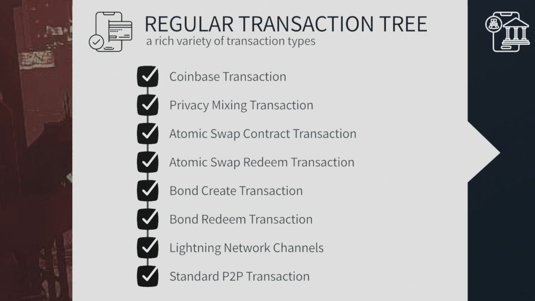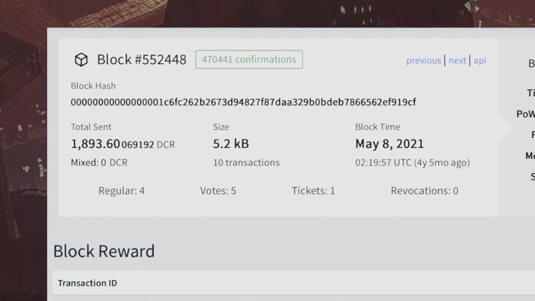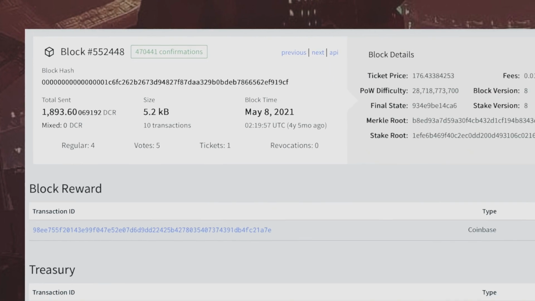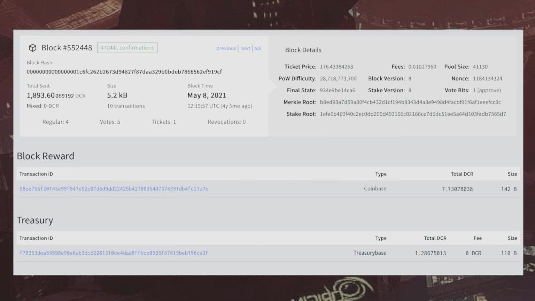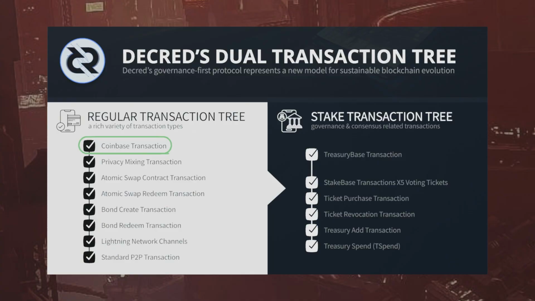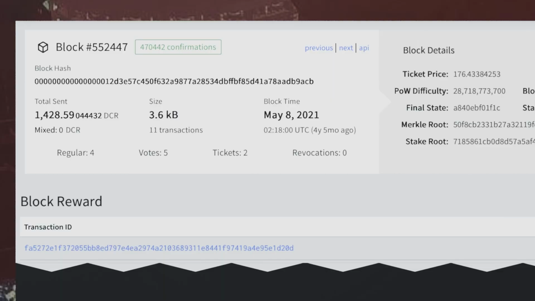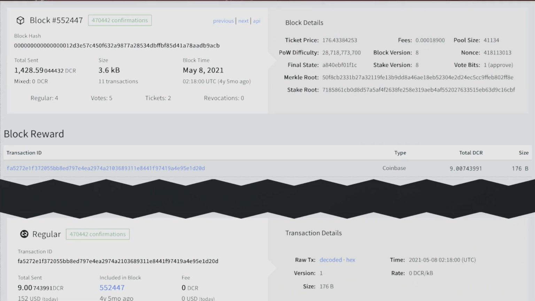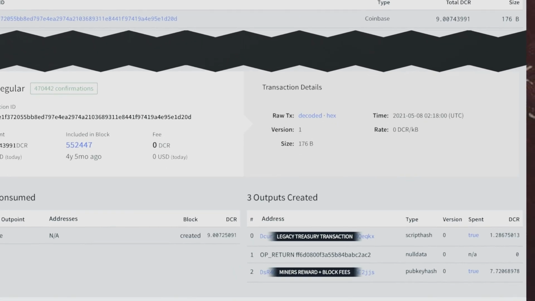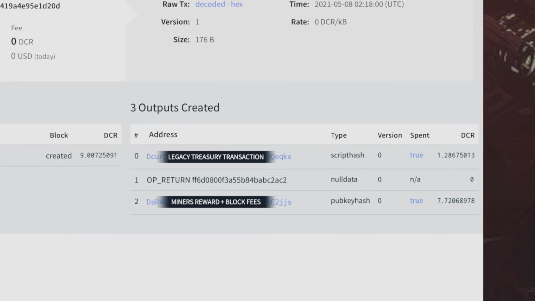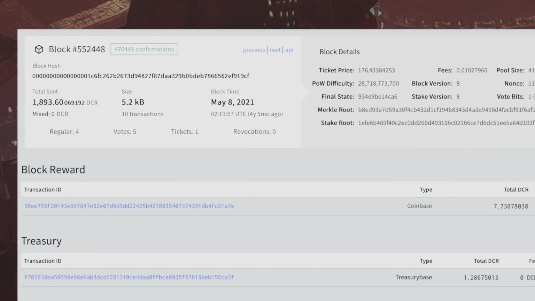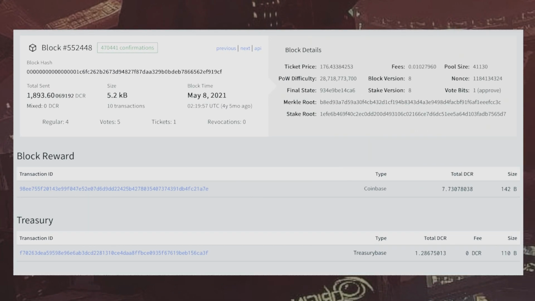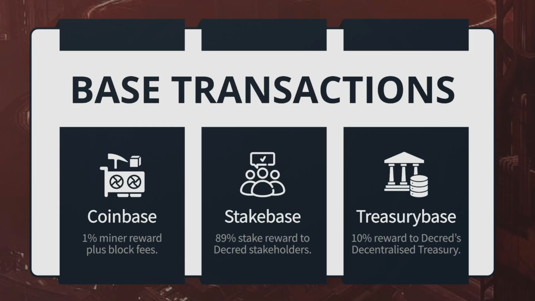other types of transactions. As of block 552,448, the treasury reward was moved from the coin-based transaction in the regular tree to its own treasury-based transaction in the stake transaction tree. This consensus upgrade, DCP6, introduced a fully decentralized treasury. Coins created in each block now form three base transactions that split the block reward as follows.